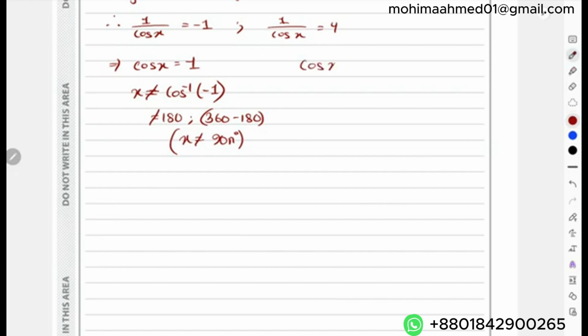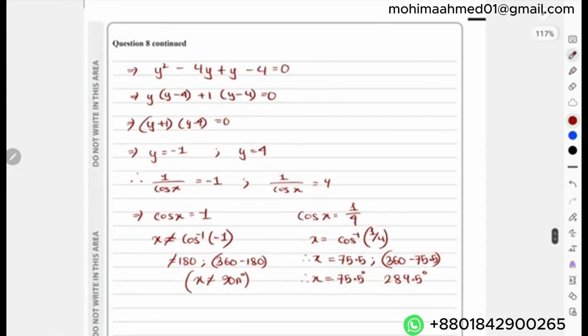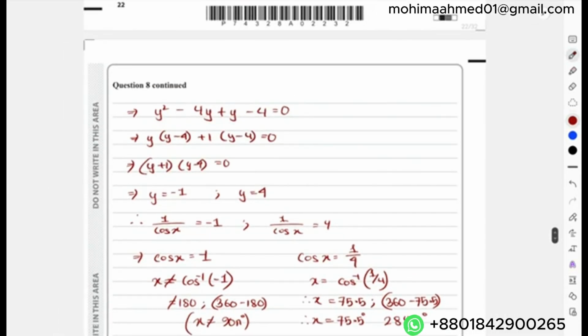So we'll quickly move on to cos x equals 1 by 4, where x is basically cos inverse 1 by 4. So you get cos inverse 0.25, which is 75.5. And the second value would be 360 minus 75.5, that is 284.5. So these are the values for your x. So this is the final answer for your angle, and 8b also. I hope it was clear. We'll move on to question 9.